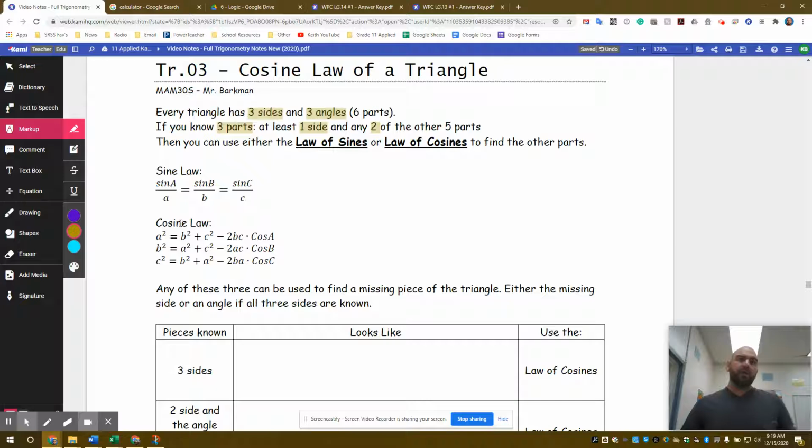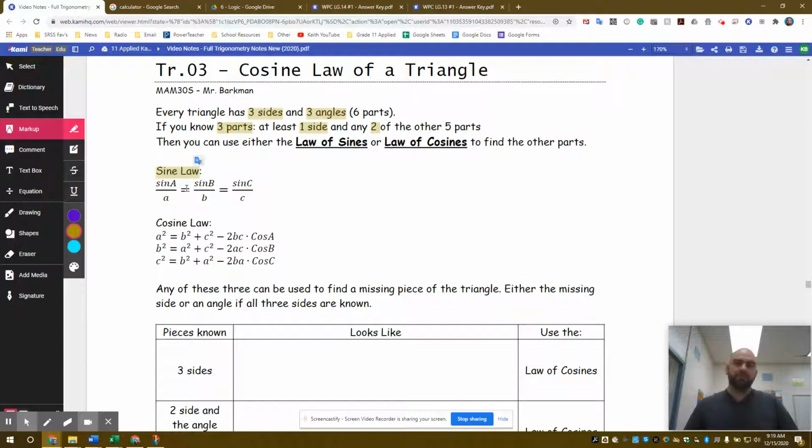So let's go through the sine law just as a quick bit of review. Remember that sine law is sine A over little a is equal to sine B over little b, which is equal to sine C over little c. When we have a triangle that we're trying to solve, we need to know at least one complete ratio, so at least an angle and a side which are related to each other. Once we know that, we can solve for any of the other pieces in that triangle.